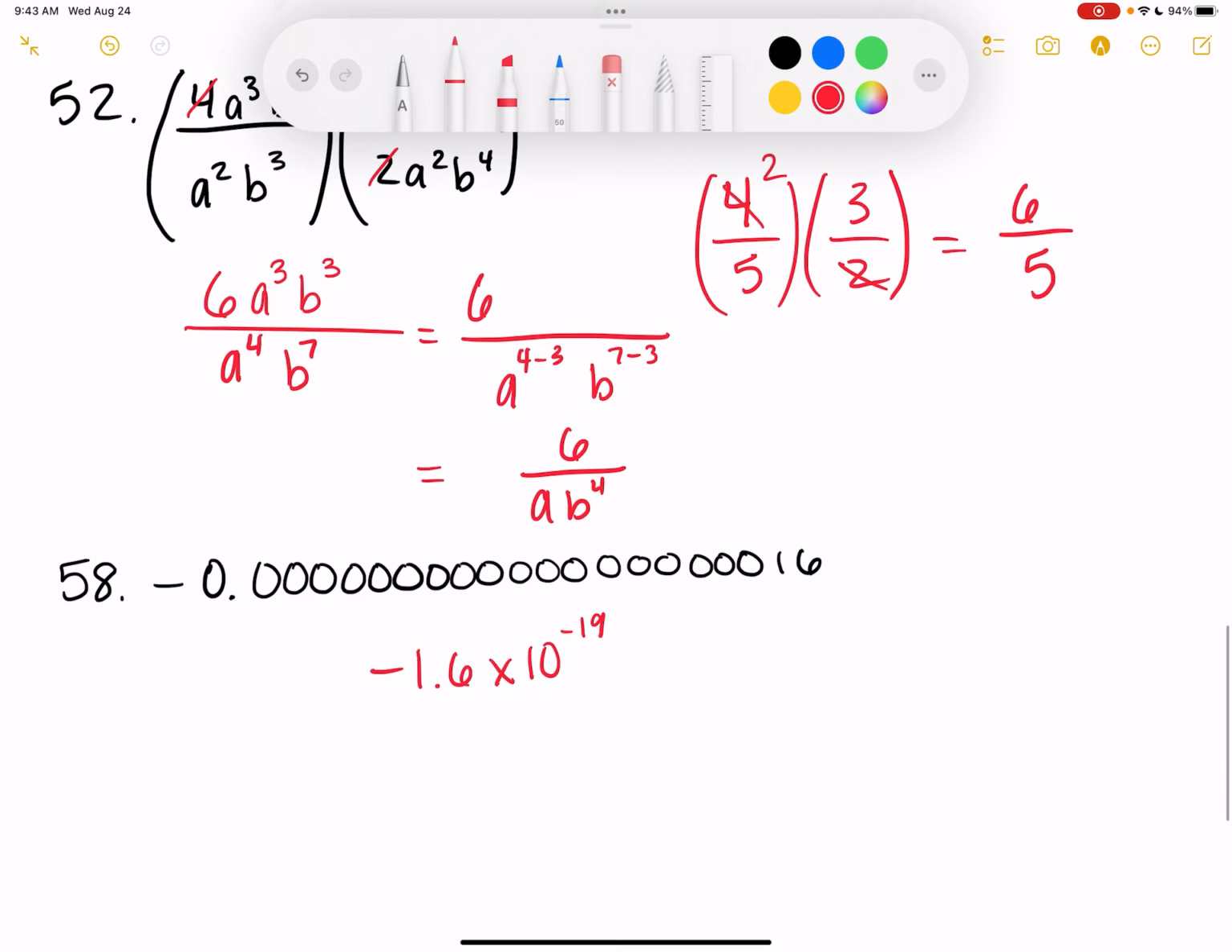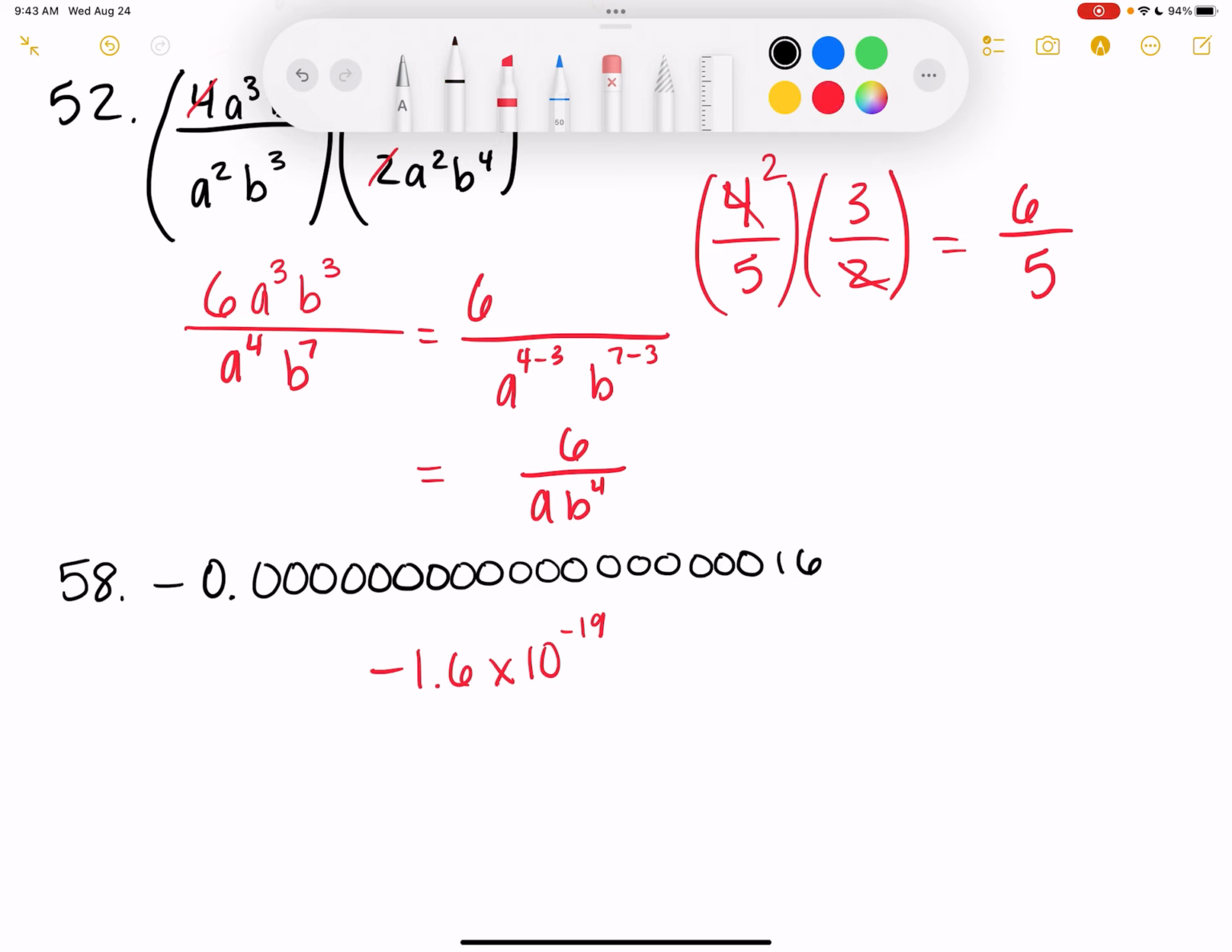Because there's a negative sign out front of the number. When you're moving the decimal to the right, that gives you a negative scientific exponent. If you're starting with a really small number, so really small being a decimal, then it's negative. Otherwise, really big, it's positive.